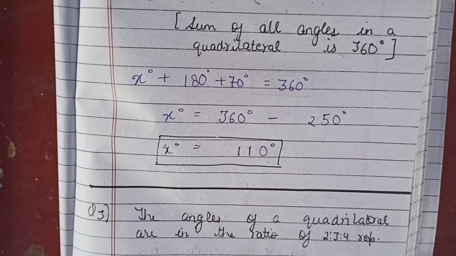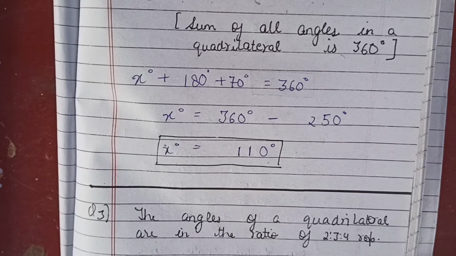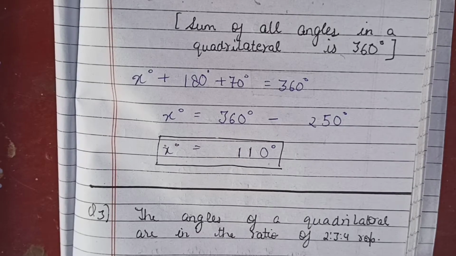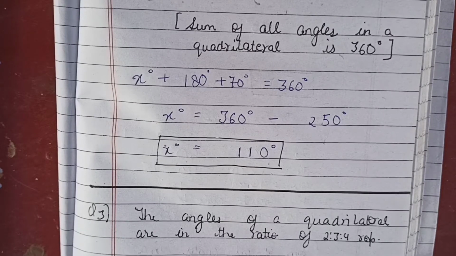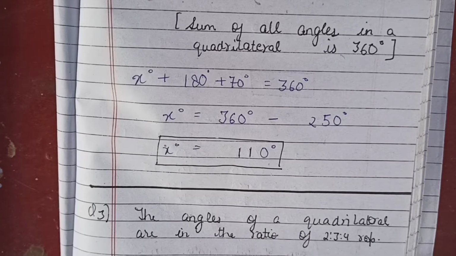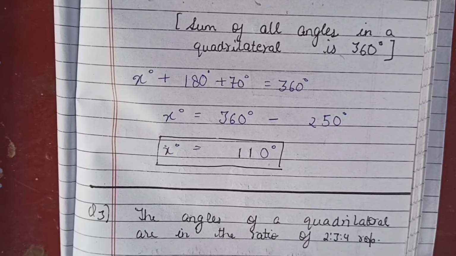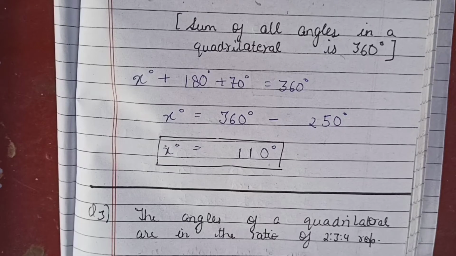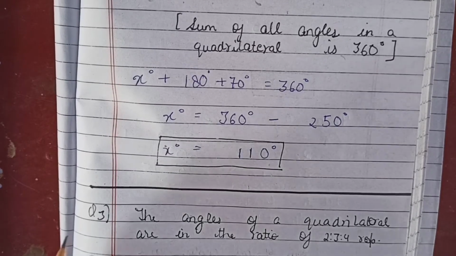Now question number 2 that you have to do on your own. They have given you the sum of two angles of a quadrilateral, that is 136 degree, and they are saying that two angles are equal. So we will let the two equal angles be x degree. Then we will add x plus 136 equal to 360 degree. We will find out the value of x. Now come to question number 3.